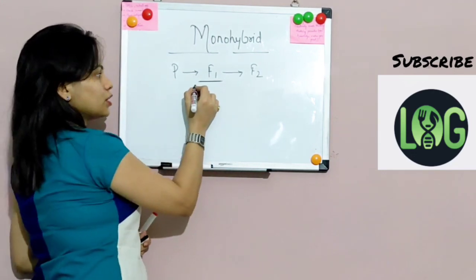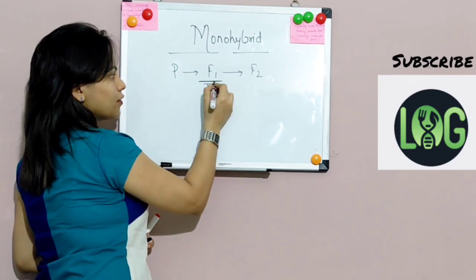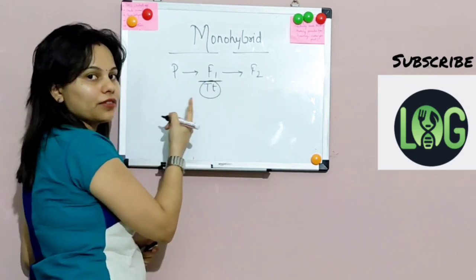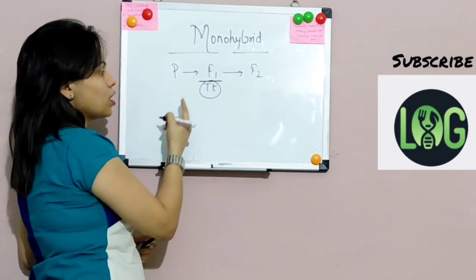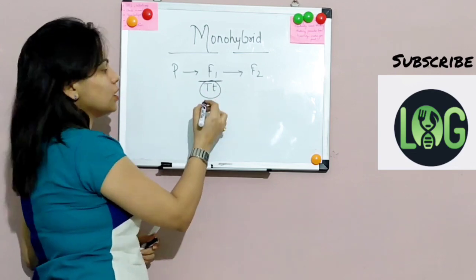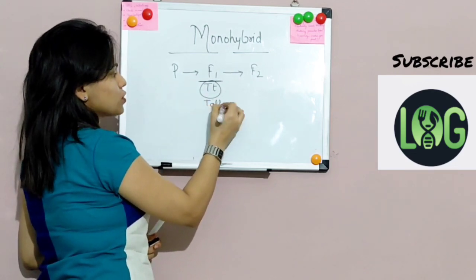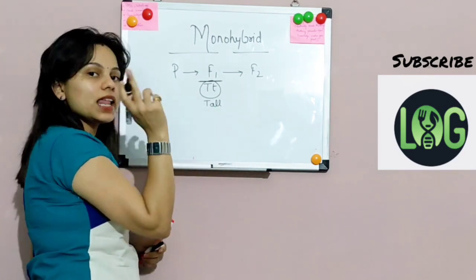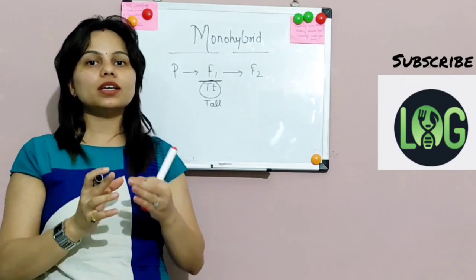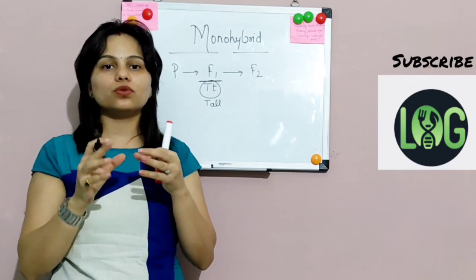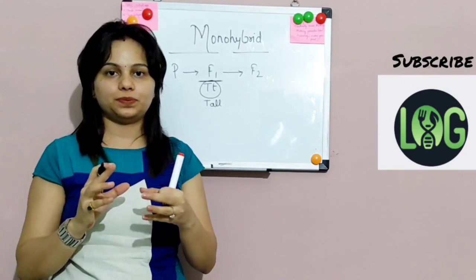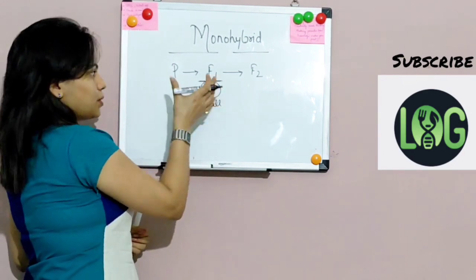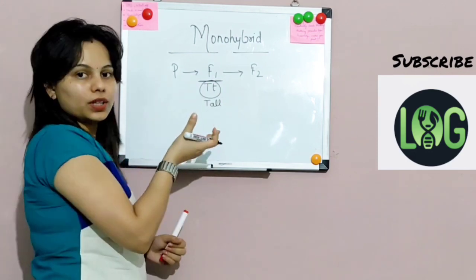So my F1 generation progenies all were having this kind of genotype, as we have discussed just now, and they all are going to be tall. So now for the F2 generation, I am going to do a selfing. Selfing means I am taking the same progenies and crossing them with each other, right? Because these are plants, we can do that.